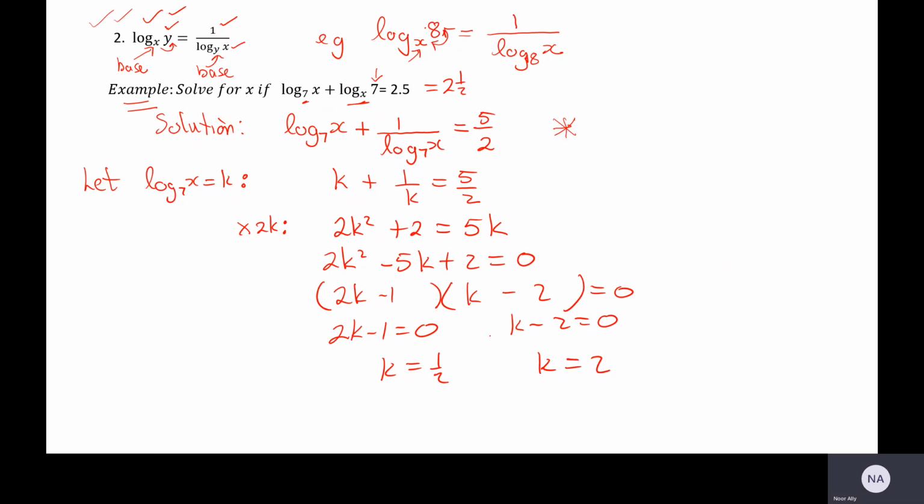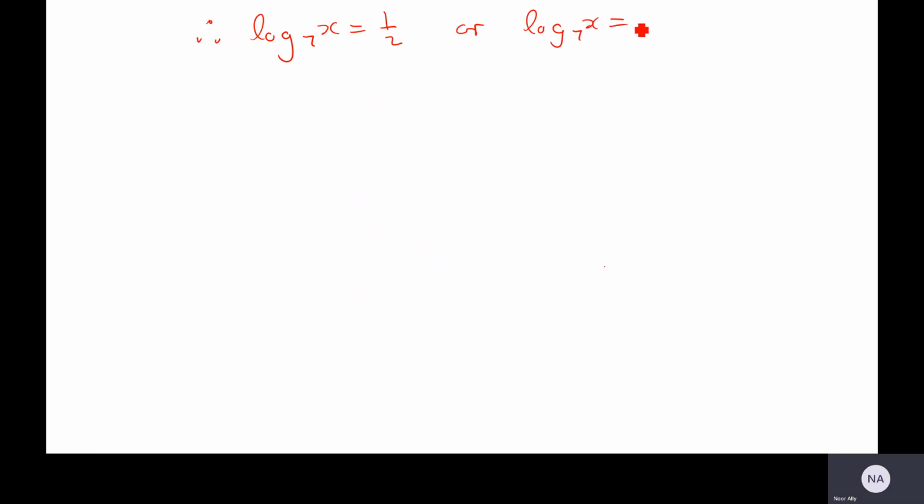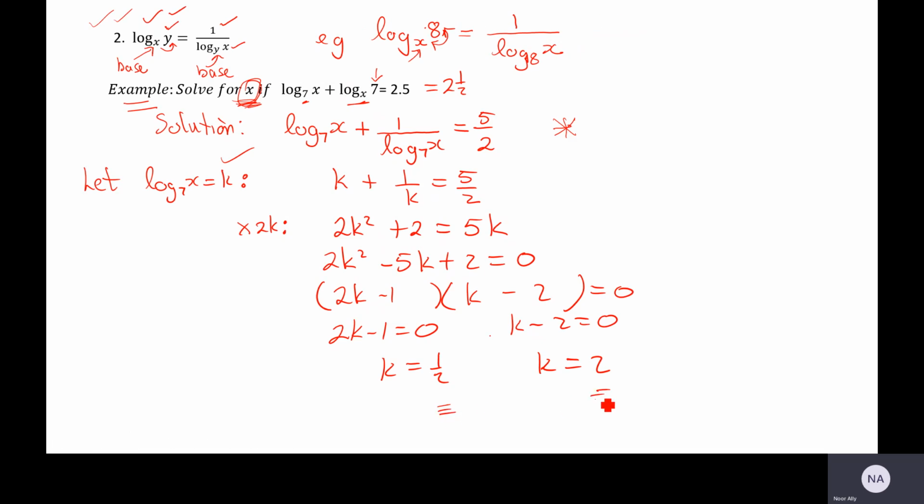Is that complete? Not at all. I asked you to solve for x, not for k, but we know what k is. So now we're going to substitute for k. Therefore, let's turn over, let's get more space. Therefore, the log of x to the base 7 is equal to a half. That's the first one. Or log of x to the base 7 is equal to 2. You want to double check? There you go. A half and 2.